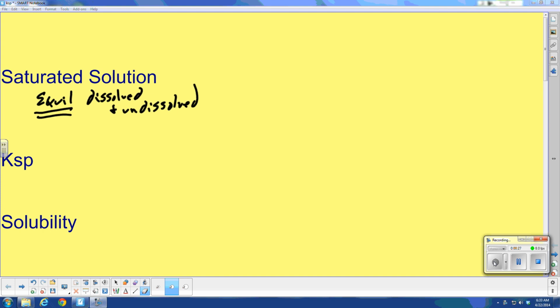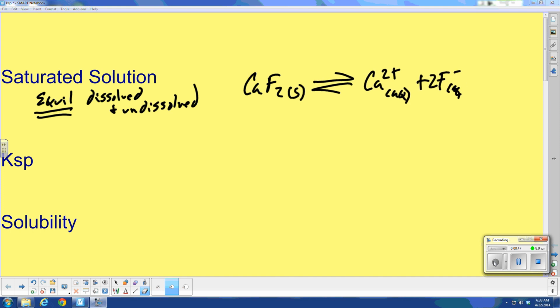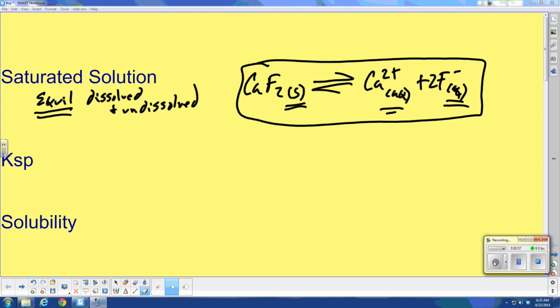Now let's take something that we know. How about something like calcium fluoride? And it is a saturated solution, right? That means it's a precipitate. And what will that be? That will form an equilibrium between dissolved solute and undissolved solute, right? Here is my undissolved solute, and here is my dissolved solute, and so it would look like this. This is an equation for a saturated solution, right?